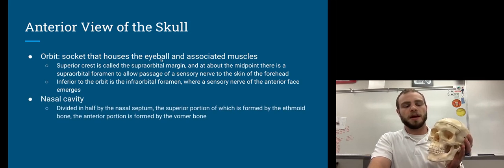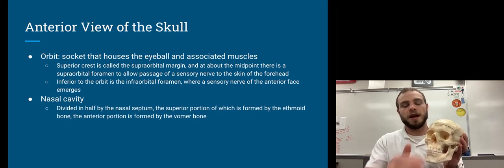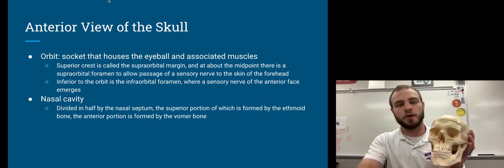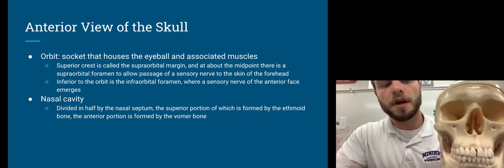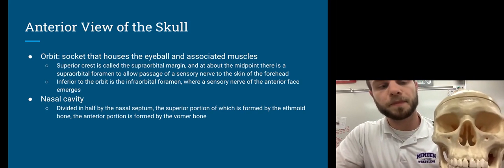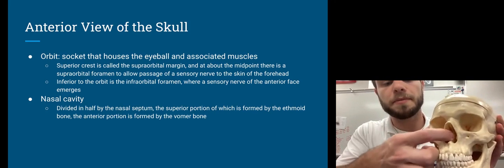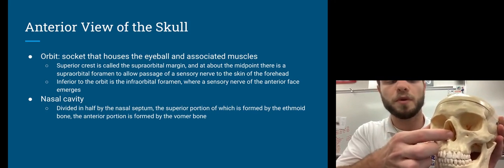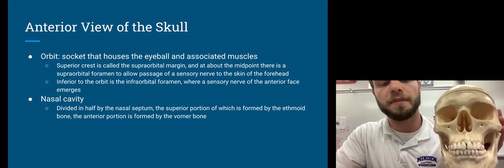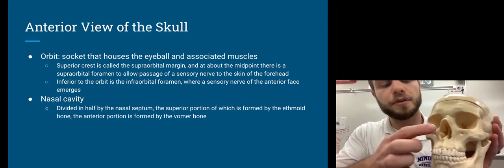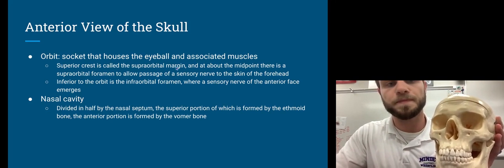Okay. And then another thing you'll notice from the anterior skull is this nasal cavity, very, very prominent here. And hopefully you're able to see within there. It is split in half by the nasal septum. So the superior portion of the nasal septum is going to be formed by the ethmoid bone, which we're going to get into when we look within the cranial cavity here. But the anterior portion, the front portion, is going to be formed by the vomer bone.